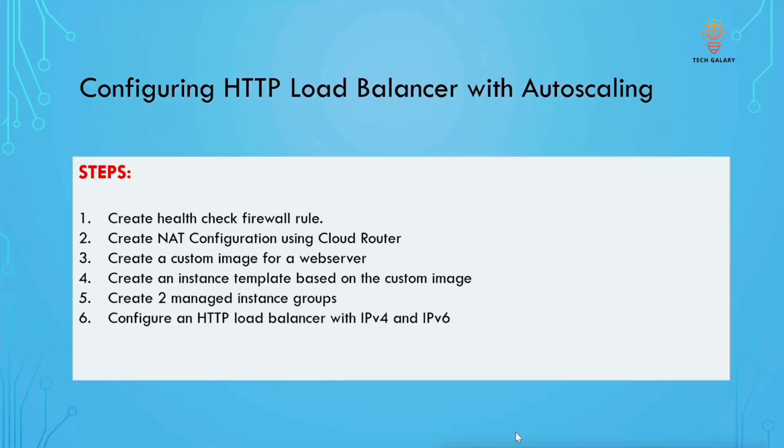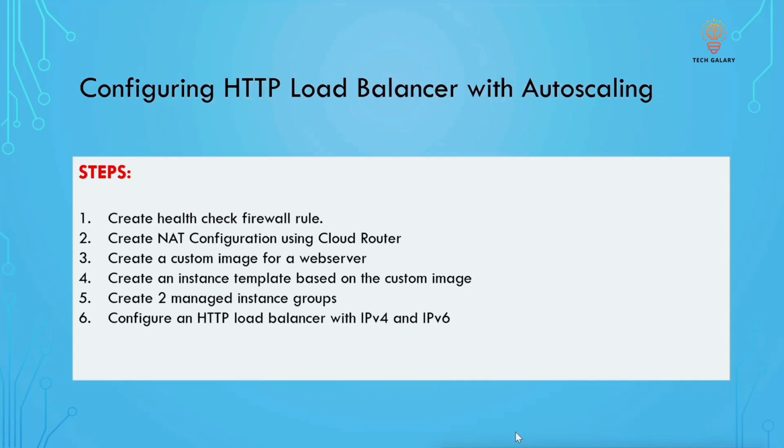Today's video, we will configure HTTP load balancer with autoscaling. So I will be following the steps which is mentioned here. First, I will be creating a health check firewall rule. This health checks determine which instances of a load balancer can receive new connections. Next, we will create a NAT configuration using cloud router.